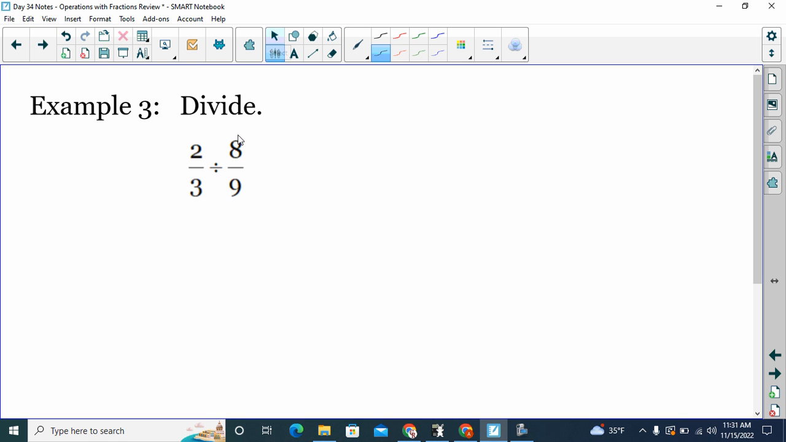Example 3 is a division problem. Asks us to divide 2/3 by 8/9. When we divide fractions, this is when we keep, change, flip. Keep the 2/3, change to multiplication, flip. Instead of 8 over 9, we write it as 9 over 8. That is called multiplying by the reciprocal. The reciprocal is when we flip.